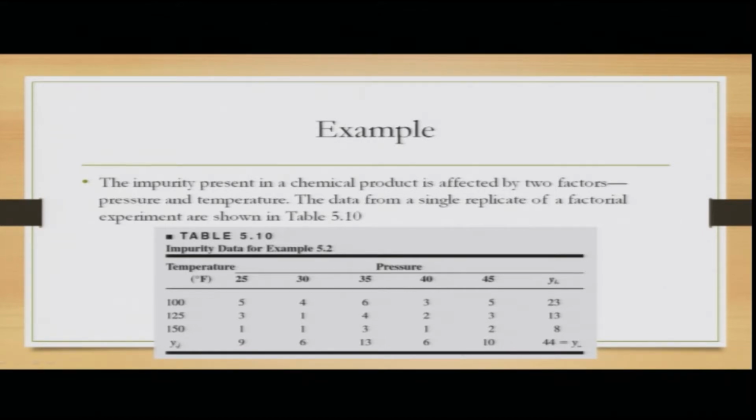The impurity present in the chemical products is affected by 2 factors, pressure and temperature. The data from a single replicate of the factorial experiment is shown in figure 5.10. The temperatures are along the first column: 100, 120, 125, 150, and the pressure values are 25, 30, 35, 40, 45. The cell values are inside the matrix.